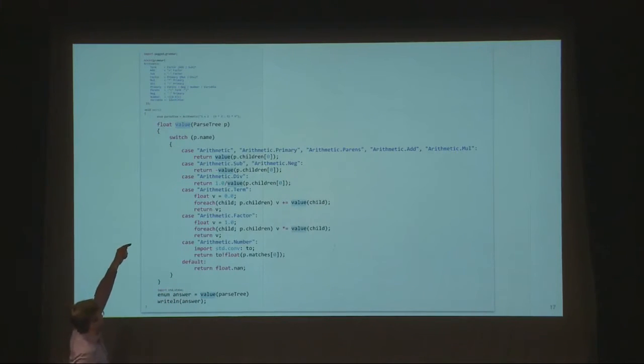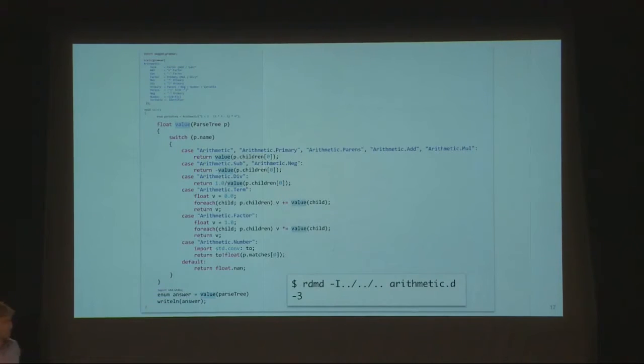Most other rules just have to evaluate their children. Sub and neg, almost the same, but they negate the value. Div gives the quotient of the values. Term gives the sum of all its children. Factor gives the product of all its children. And this is executable code. If you run it, you get -3, which is the result of the expression.